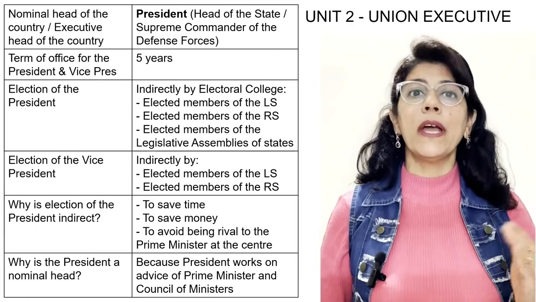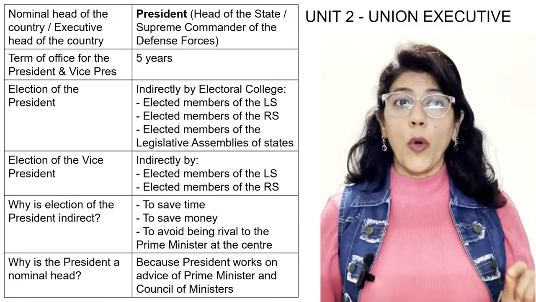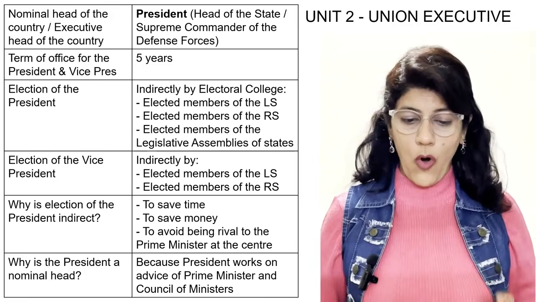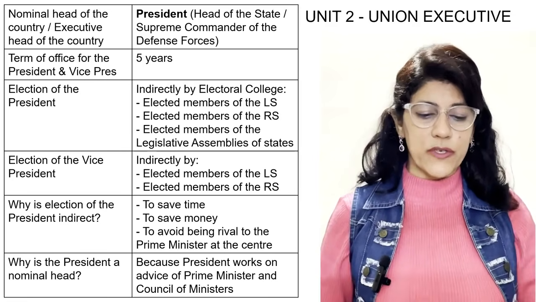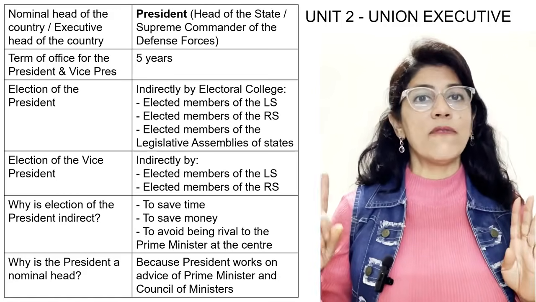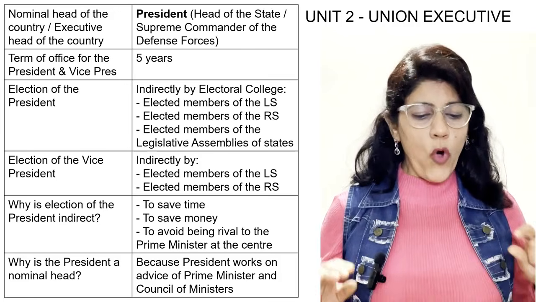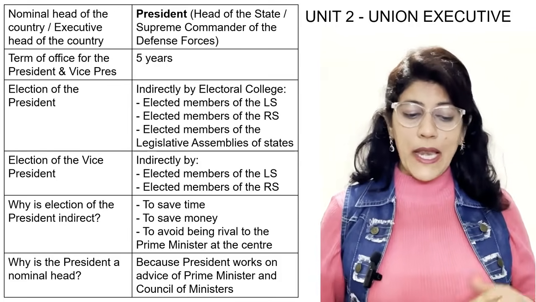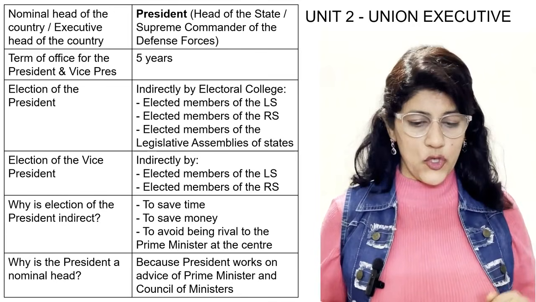Now coming from Union Legislature to Union Executive. First question, nominal head of the country or executive head of the country or head of the state or supreme commander of defense forces. All these four questions have a one single word answer, president. Next, term of office for the president or vice president is 5 years. Election of the president indirectly by electoral college.